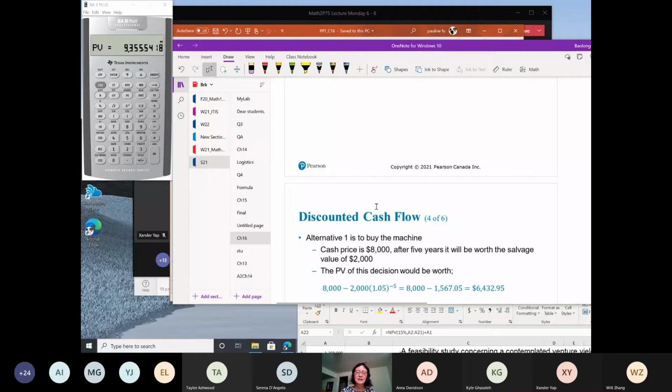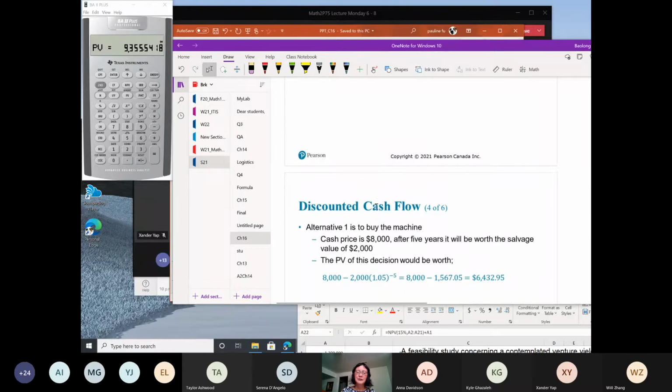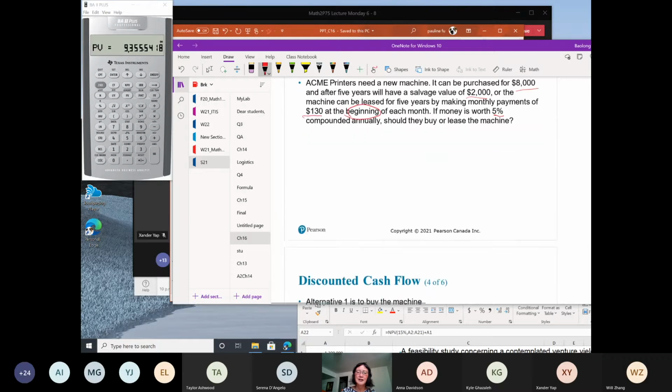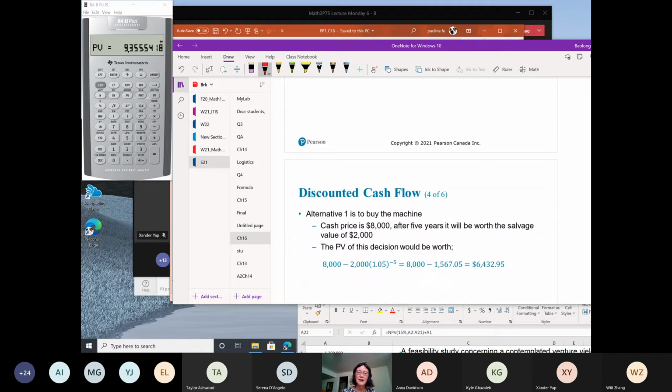Alternative 1, if you buy the machine, you need to calculate the present value. When you buy the machine, it can be purchased for $8,000. It will have $2,000 as a salvage value after 5 years. So now you have to translate this $2,000 into today's value. So discount 5 years, and the interest is compounded annually. So that is the present value, the cost if you buy the machine.